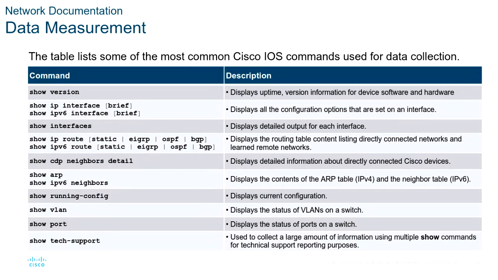Show VLAN will show us on a switch how many VLANs have been created. And then show port will show the status of ports on the switch. And then there's a command at the end.